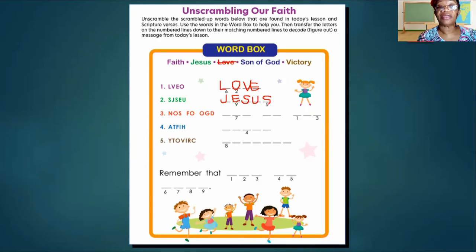J-E-S-U-S. And number three, you have three words. N-O-S-F-O-O-G-D. So N-O-S has to be S-O-N, and F-O, since it's not a word, has to be O-F. And of course, you know, that's Son of God. So the last one should be G-O-D instead of O-G-D.